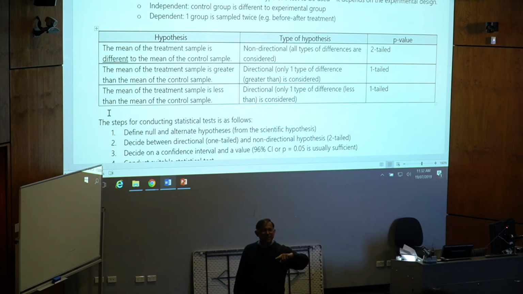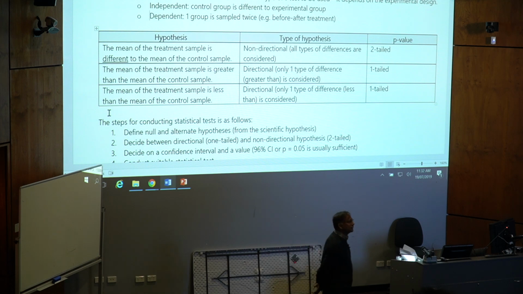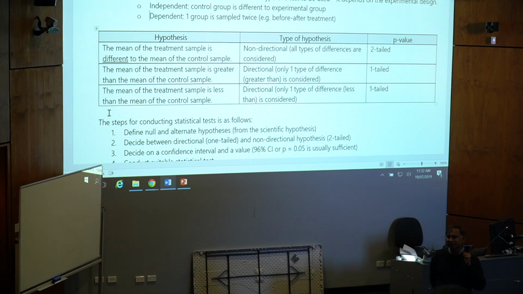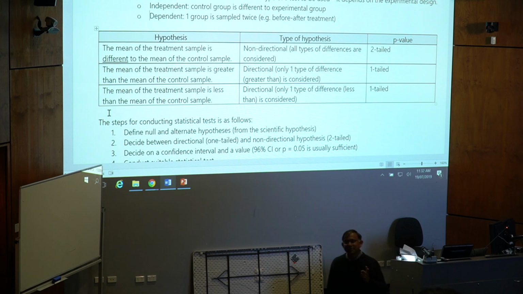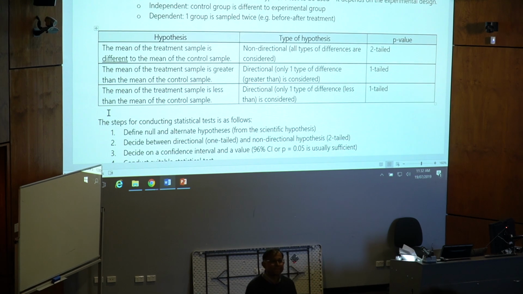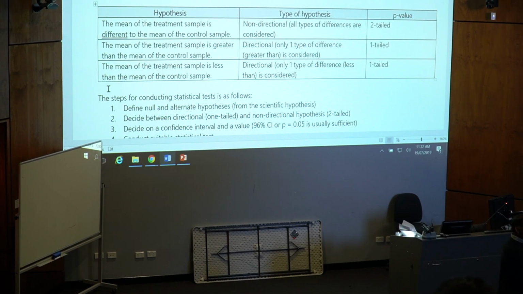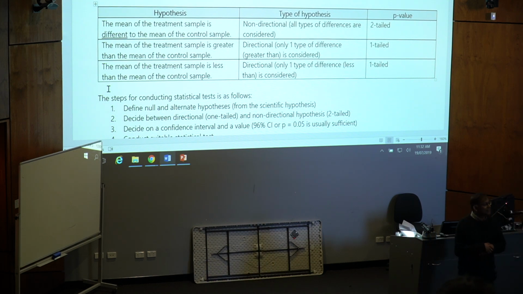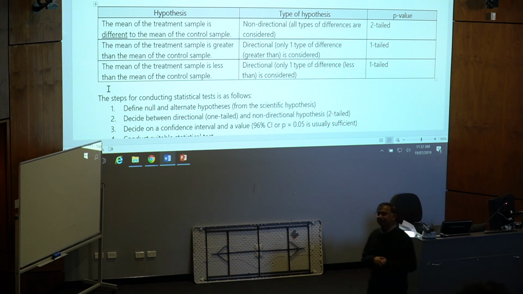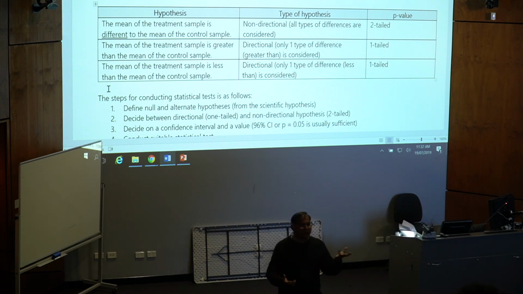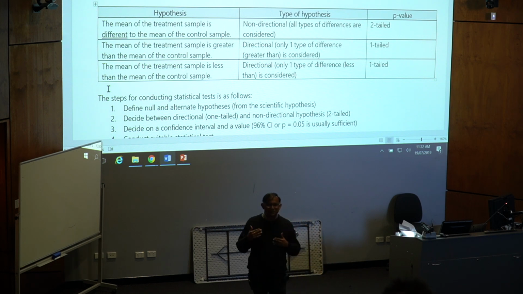Let's say your hypothesis is treatment is greater than control. You're looking for 1 point of difference, and we call that one-tailed. Let's say your hypothesis is treatment is less than control. You're looking at 1 point of difference, and so it's called one-tailed. But let's say your hypothesis says treatment is different to control. You're not specifying whether it's greater than or less than. That type of hypothesis will be two-tailed. Okay? Is that sort of making sense?